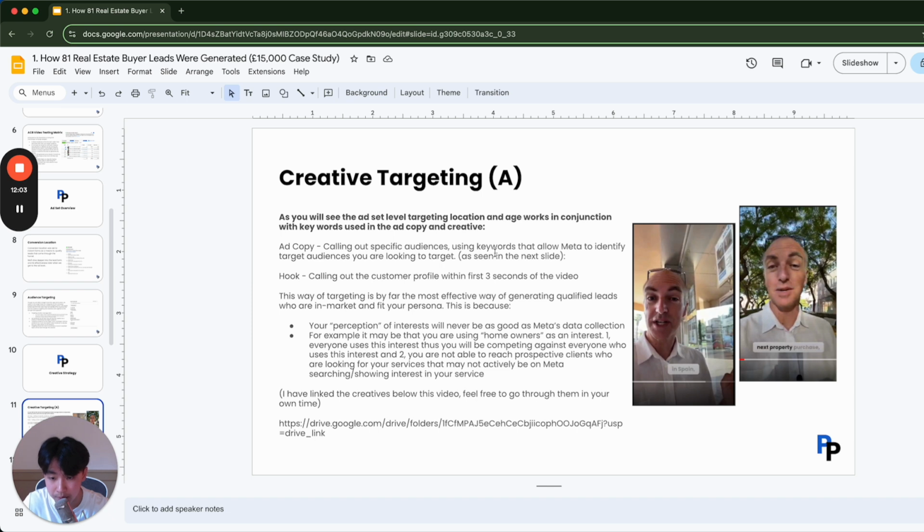For example, it may be that you're using homeowners as an interest. However, 1, everyone uses this interest, thus you'll be competing against everyone who uses this interest. And 2, you're not able to reach prospective clients who are looking for your services that may not be actively on Meta searching or showing interest in your service. I've linked the creatives below this video, so feel free to go through them in your own time.